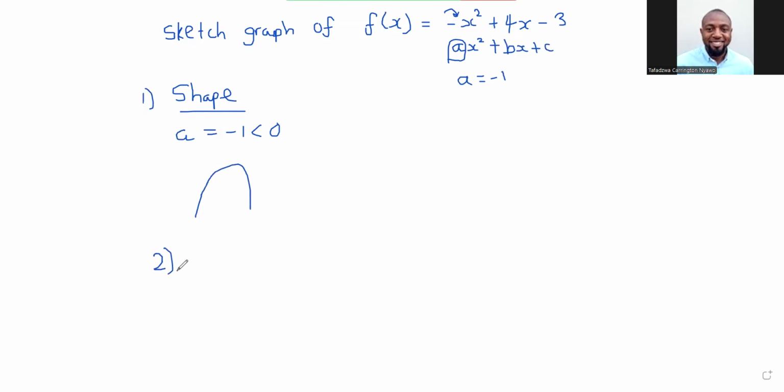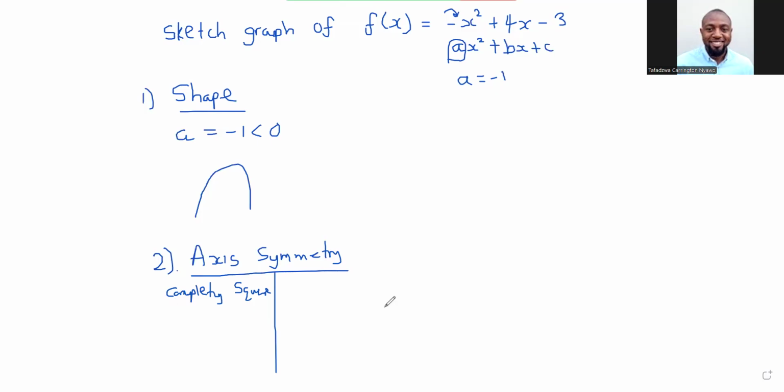and then secondly, I'm going to find the axis of symmetry. For me to find the axis of symmetry, there are two methods that I can use. I can use completing the square.